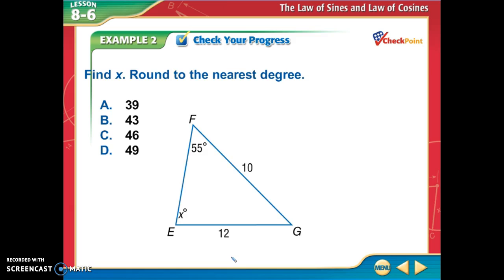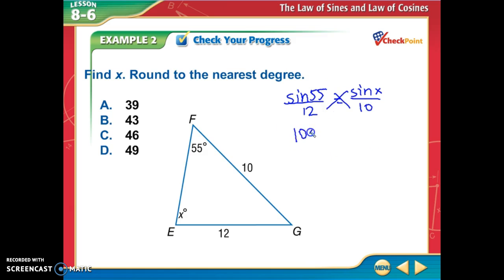Alright, so go ahead and try this one. So pause here and try it, and then come back and see if you got it right. Alright, so I want to find x. So x is a degree again. 10 is across from x, it's opposite, and 12 is opposite 55. So I'm going to start by saying sine of 55 over 12 equals sine of x over 10.